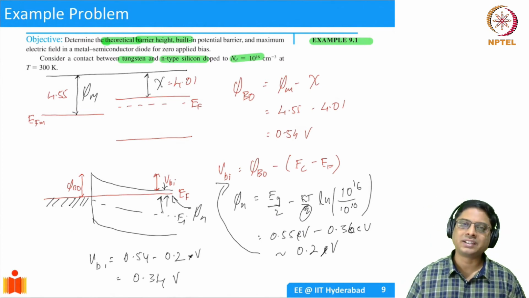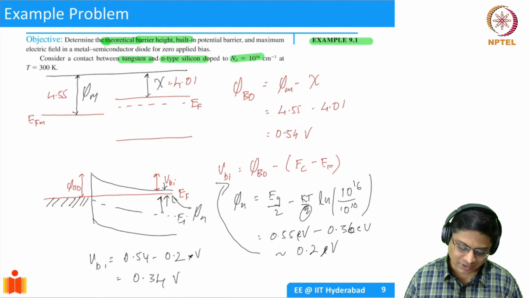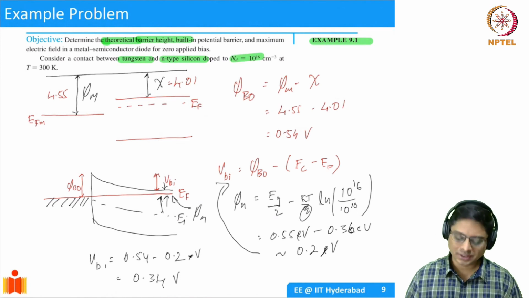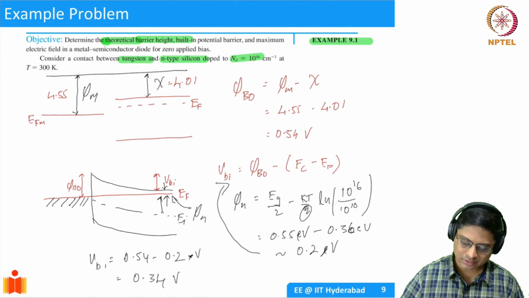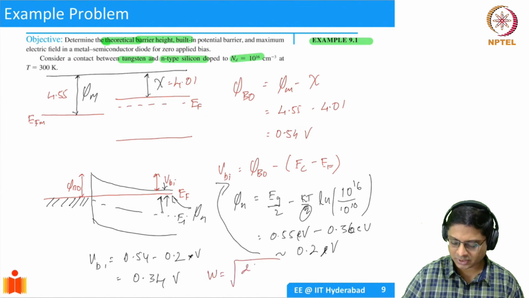Please verify this. It's easily possible that there's a small algebraic mistake, or the numbers will be close enough, I think. And then you're also asked to calculate the maximum electric field. If you want to calculate the electric field, you need to know the width of the depletion region. The width of the depletion region was the square root of 2 epsilon silicon divided by q N_D times VBI.